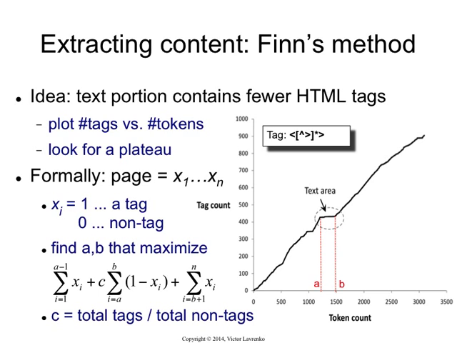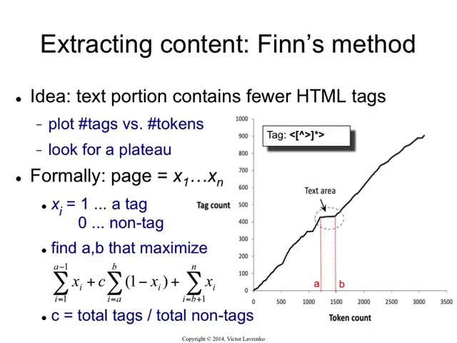Well, formally, you define a page as a sequence. You have n tokens, so x1 through xn. That's a set of variables, one for each token in the page. And what those variables are going to be is I'm going to say that xi is 1 if the corresponding token is a tag, and it's 0 if it's a non-tag. And what I want is to find A and B such that to the left of A I have lots of tags, to the right of B I have lots of tags, but in between A and B I have as few tags as possible.